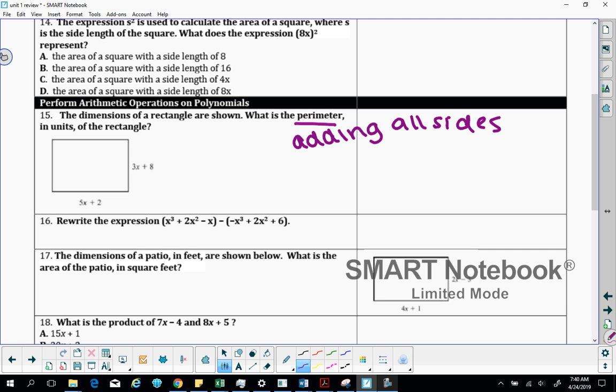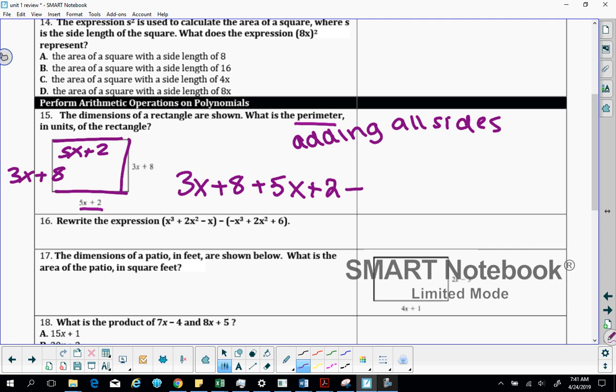Remember, if this side is 5x plus 2, what's this side? This side's 5x plus 2. What's this side going to be? 5x plus 2. If this side is 3x plus 8, what's this side going to be? Yep. And then we're just combining our like terms. So we're writing down all our terms. So 3x plus 8. And you don't have to write them all down like this. I'm just showing you what you need. Most people can do it in their head if they want.